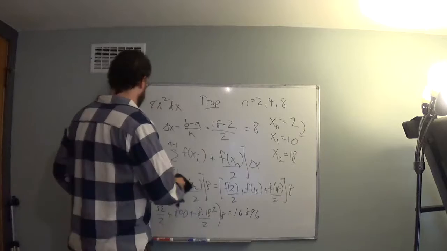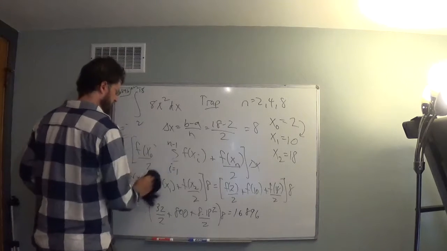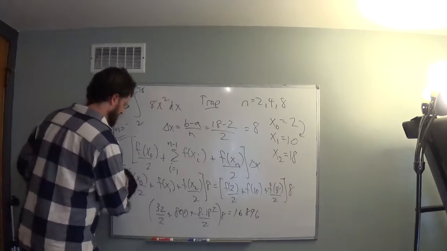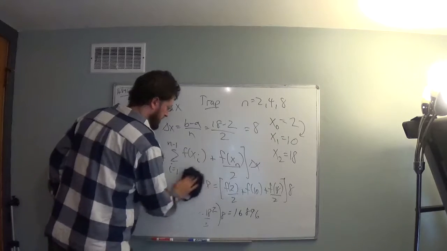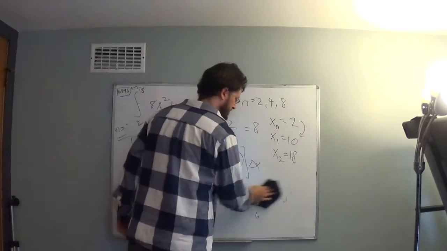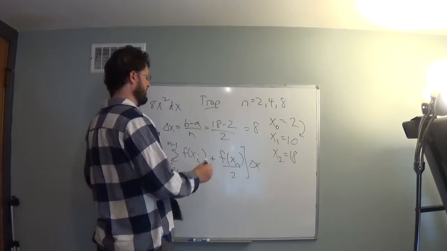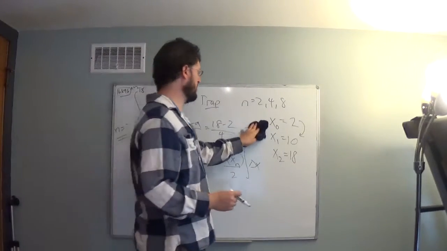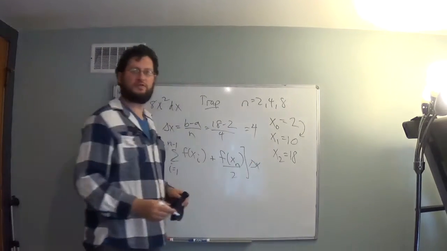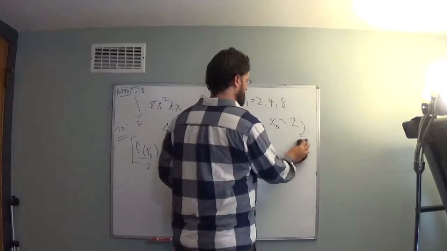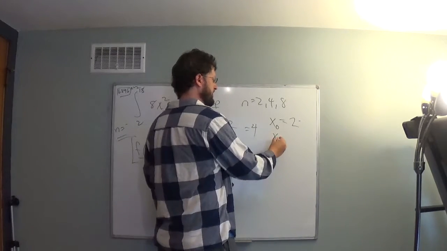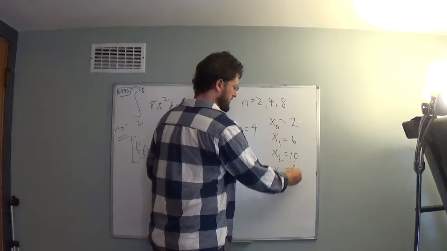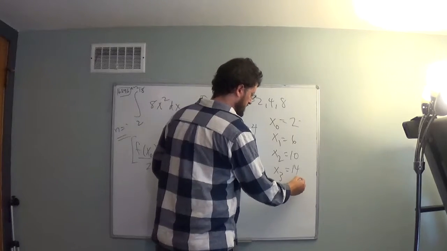Let's move to n equal 4. The formula doesn't change. What's going to change is my delta x, my x's, and then the calculations. If I have n equal 4, the only thing that changes up here is that this becomes a 4. So the delta x is 16 over 4, which is 4. Which means we've added some x's. x1 will be 6, which is 4 more. x2 is 10. x3 is 14. And x4 is 18.